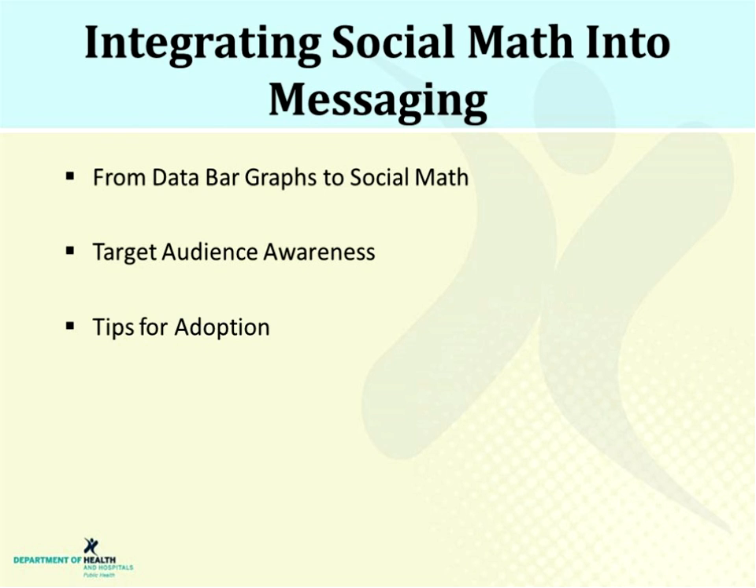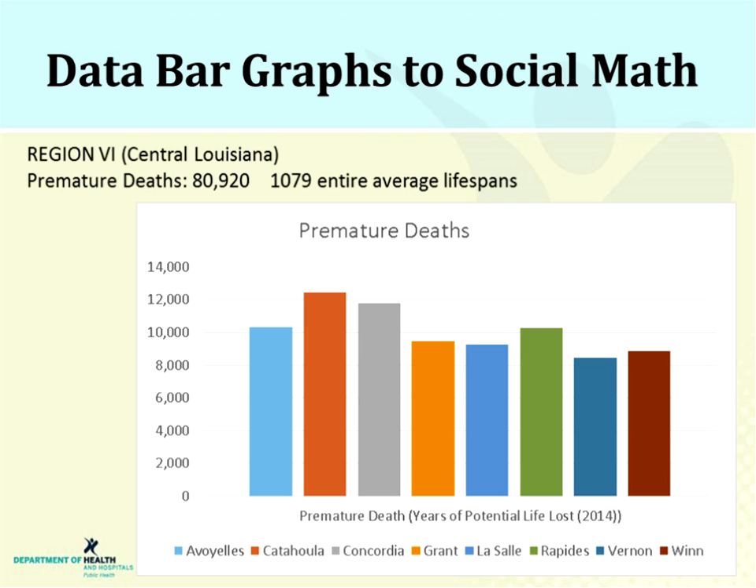So in integrating our social math, it's really important that we are aware of our audience, that we identify things and references and values that are going to resonate to non-traditional partners across the state. And once we go through some of those examples, we'll also give you some of our tips for adoption with social math messaging.